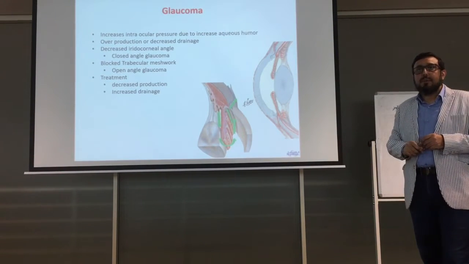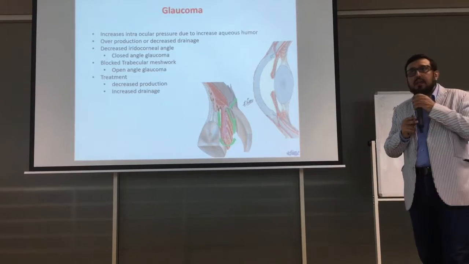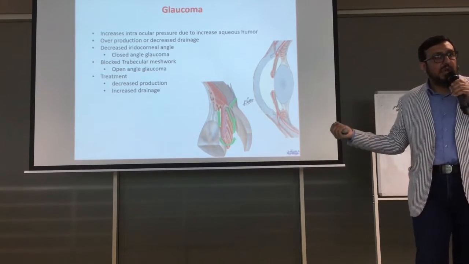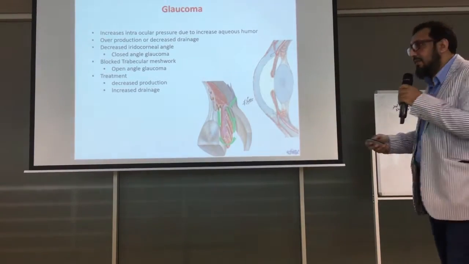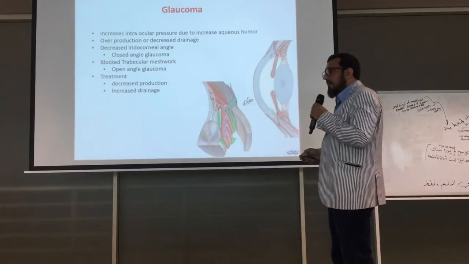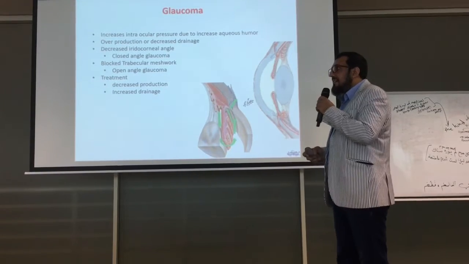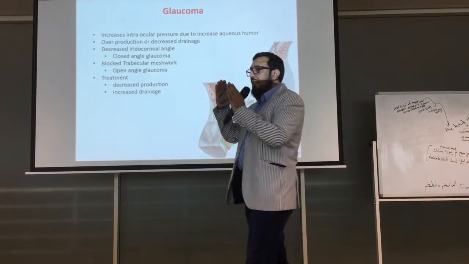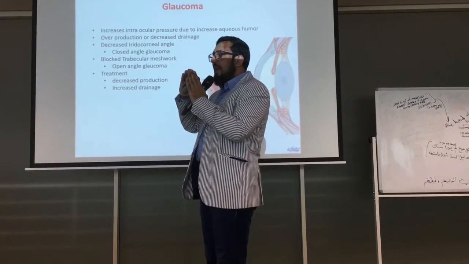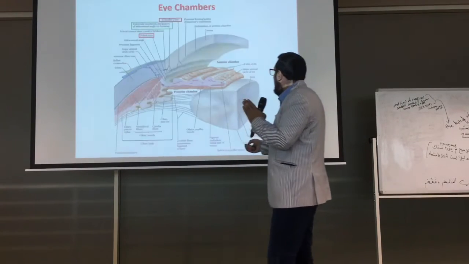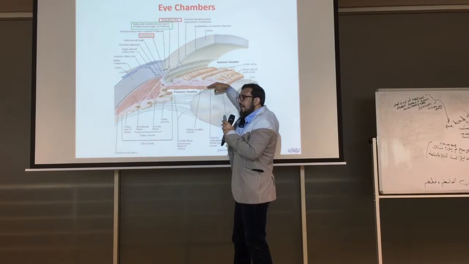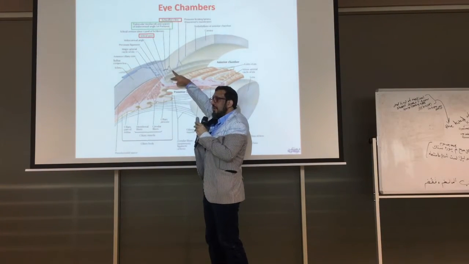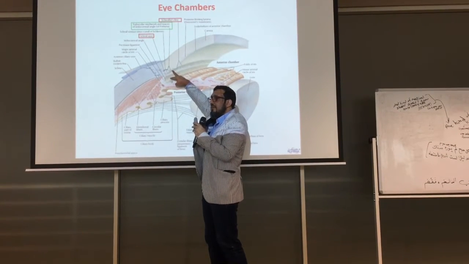Treatment modalities will depend on either decreasing its production or increasing its absorption. So what do you mean by decreased angle? Closed angle glaucoma, as I told you, there is an angle between the cornea and the iris. This angle. So both the drainage pathways lie in between.